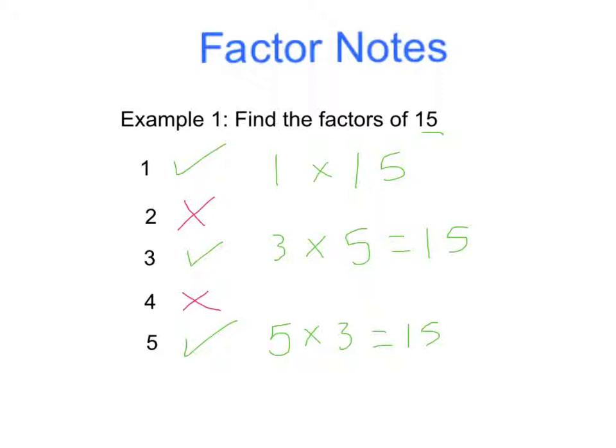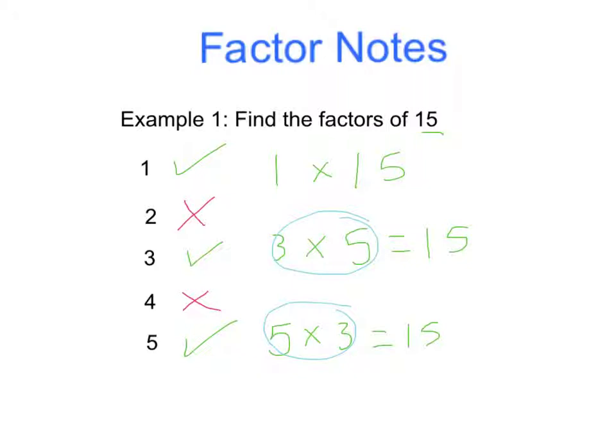Wait a second. I'm seeing something reappear. So let's look at this for just a minute. 5 times 3 and 3 times 5. Those are actually a pair, so they're a set of numbers. So that's when you're able to stop. When you have a pair of numbers repeat, that's when you know it's time to stop our testing.